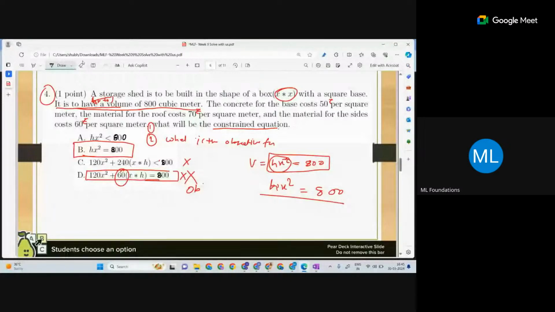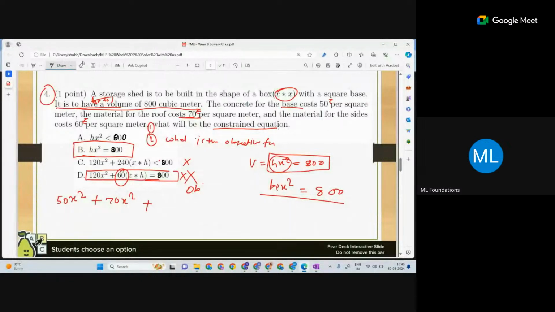I don't know whether it means to minimize or maximize, but the possibility is that the price is given and we want to minimize that price. So we have 50 rupees for the base cost. Base area is x square, which is going to be 50 here. And roof cost is 70 rupees, and the roof is also the same, because base and roof are the same size. So 70 into x square.